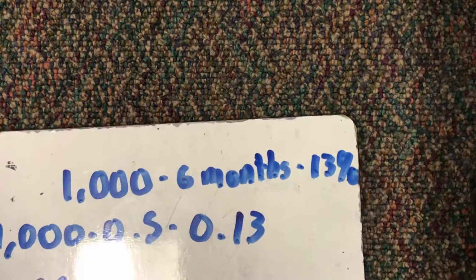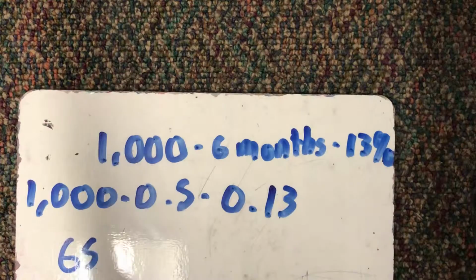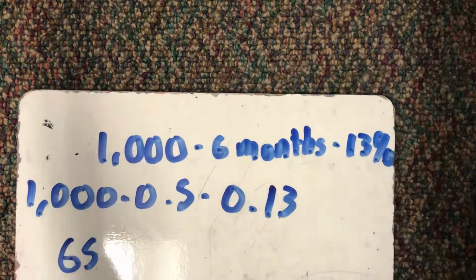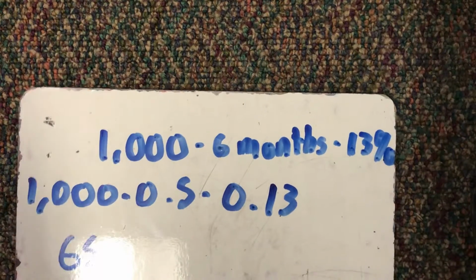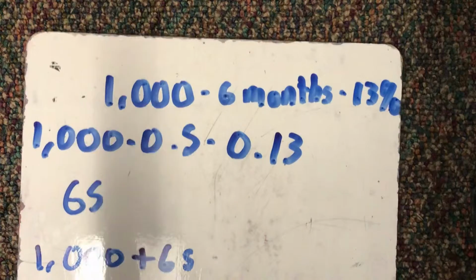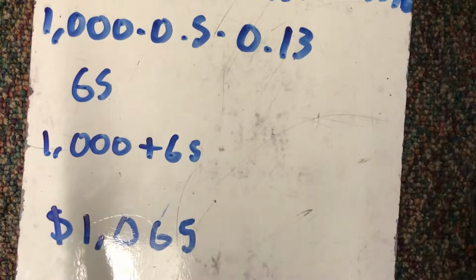Again, we multiply all these numbers, getting a total of 65. Now, again, we add 65, which is the number we got, to the original amount of money you have to pay, 1,000. 1,000 plus 65 is a total of $1,065, which is the total amount of money you'll have to pay.